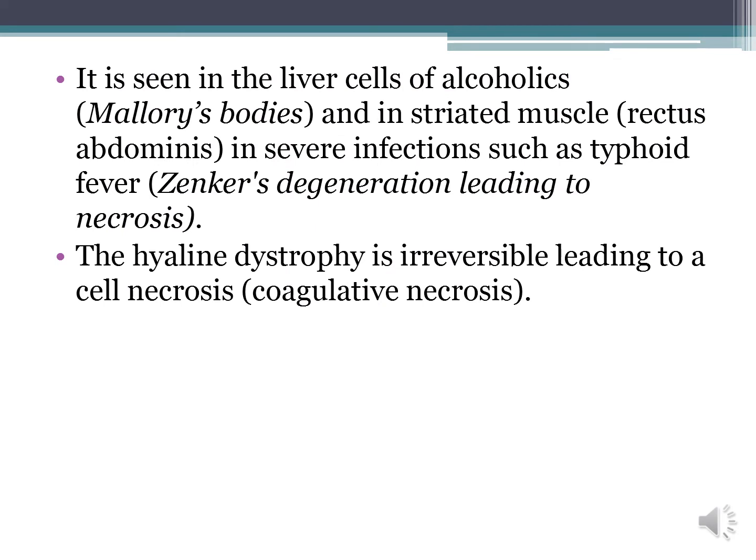It is seen also in the liver cells of alcoholics, where we call them Mallory's bodies, and in striated muscle, rectus abdominis. In case of severe infections such as typhoid fever, we call it Zenker's degeneration, leading to necrosis. Also, the hyaline dystrophy is irreversible, you must know that. As a result of this hyaline dystrophy, we may see cell necrosis. This is a type of coagulative necrosis.